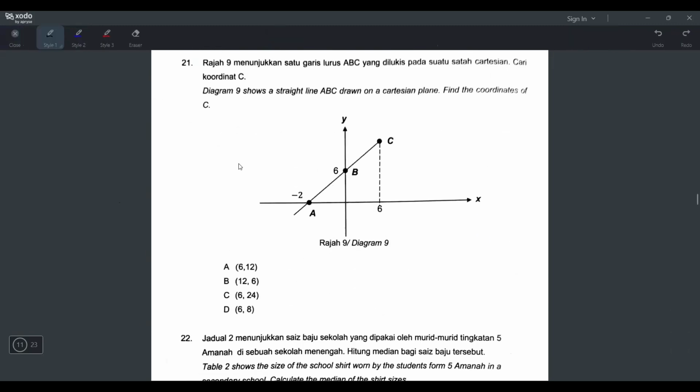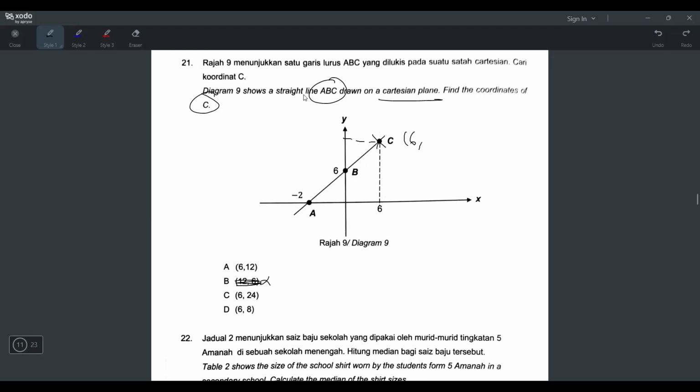Okay, let's continue with 21. Diagram 9 shows a straight line ABC drawn on the Cartesian plane. Okay, I can see it. And then they say find the coordinates of point C. Okay, we already know the point C x coordinate is 6. So what is this B about? Like, cannot lah. B confirm wrong already, because they already give us the x coordinate is 6. Right? So we just have to find the y coordinate.